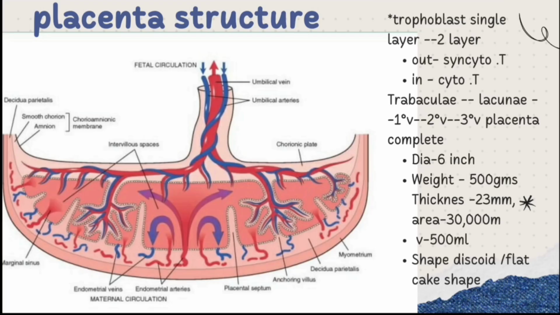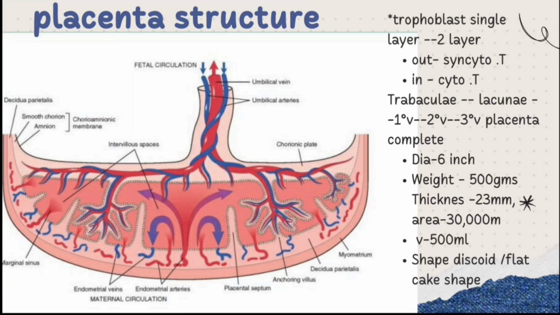Moving to the structure of the placenta, this diagram is very essential. This question was asked twice for 5 marks, only the structure. So just remember this. Coming to the structure of the placenta, the single-layer trophoblast develops into a two-layer structure: the outer syncytiotrophoblast and the inner cytotrophoblast. There, the trabeculae come in the lacunae, then the primary villi, secondary villi, tertiary villi. Then we get the complete placenta.